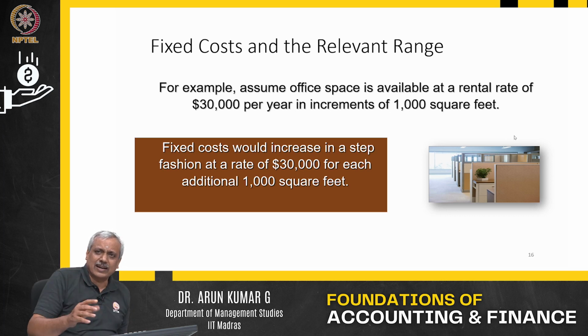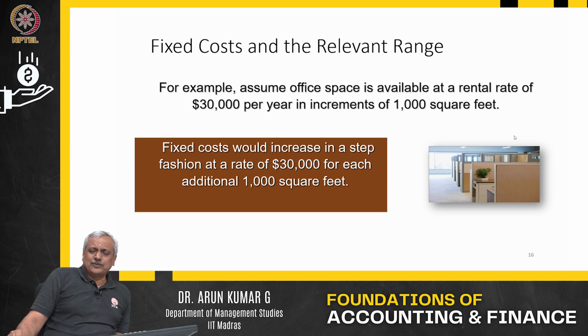I can't take it in part, I have to take it only in 1000 square feet. If I take another 1000 square feet, what happens? My rent for the year jumps from 30,000 to 60,000. So the fixed cost is fixed for a relevant range, and then it moves up. I can take an example.